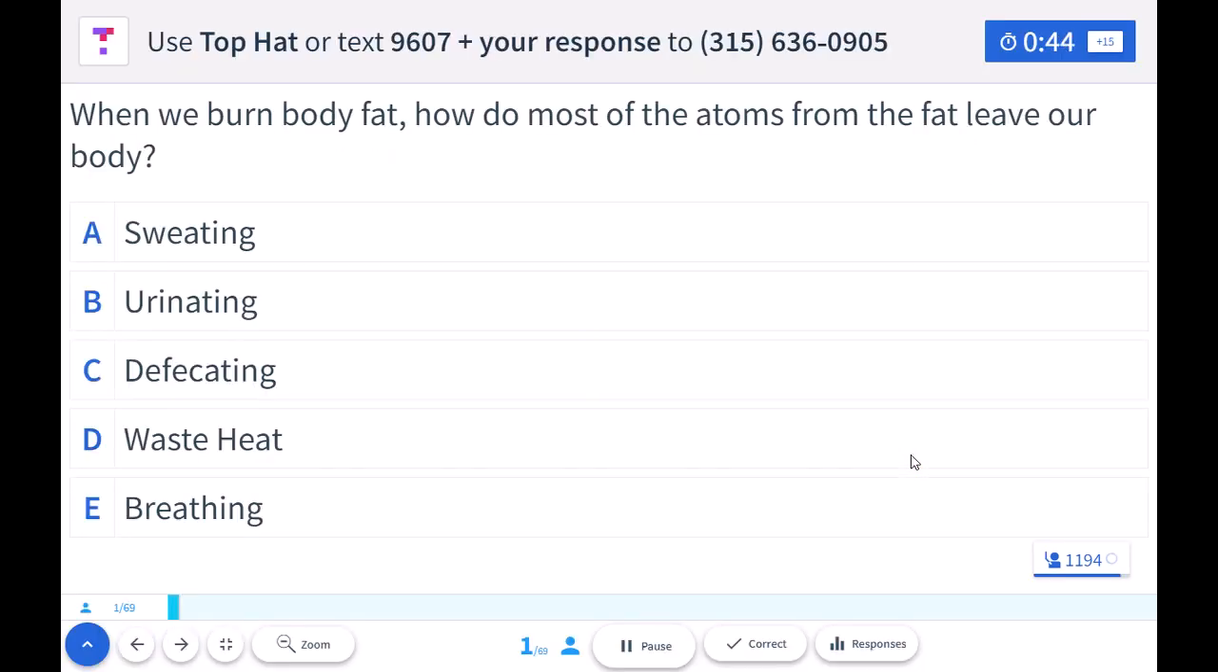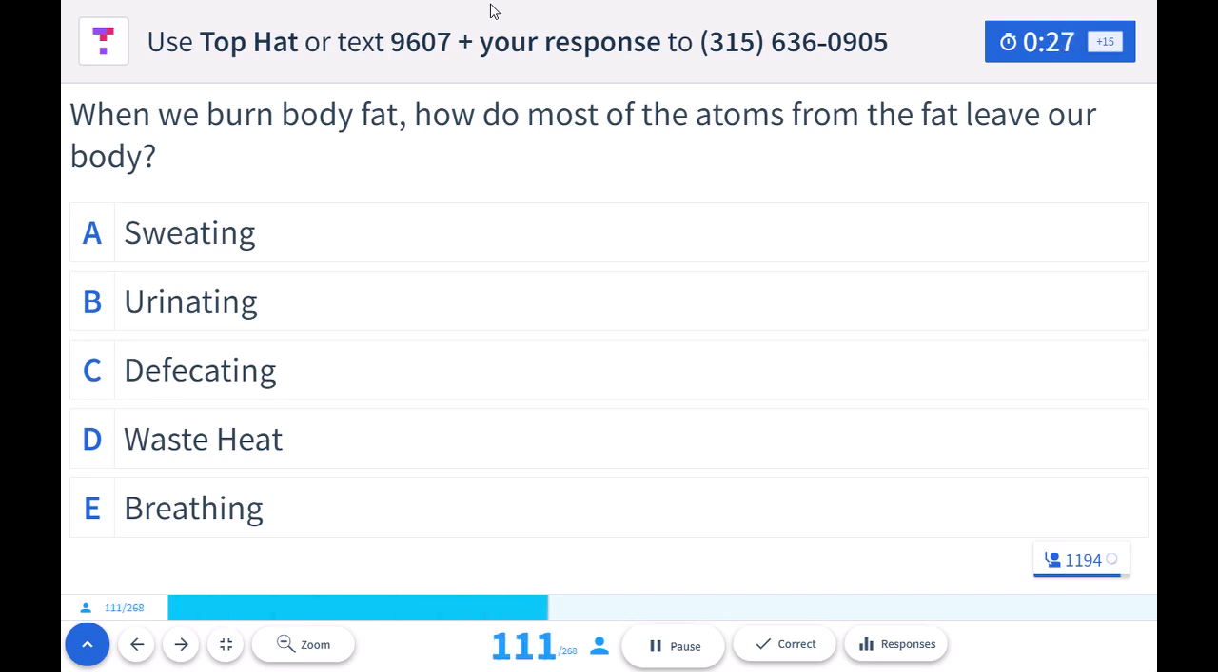So, pull out your device. I have a question for your learning pleasure. Let's say you're hitting the gym and you're burning up some body fat. How do the atoms in the body fat leave your body? When you lose weight and you go from weighing 150 pounds to 140 pounds, you had to lose something physically from your body. It's not like you chop off a hand. Where does the fat go when you burn body fat and lose body fat? How does it leave your body?